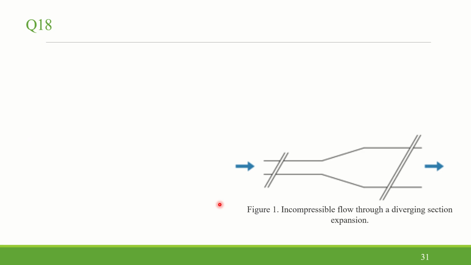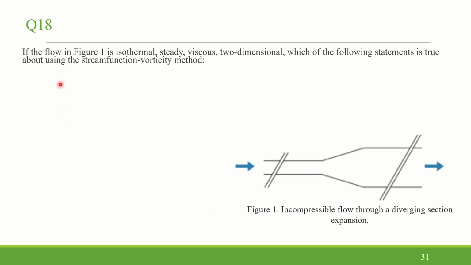Again, we are involving the flow in this particular diverging section, and we have a question that goes something like: if flow in figure 1 is isothermal, steady, viscous, two-dimensional, which of the following statements is true about using the stream function vorticity method? We'll look at the options.